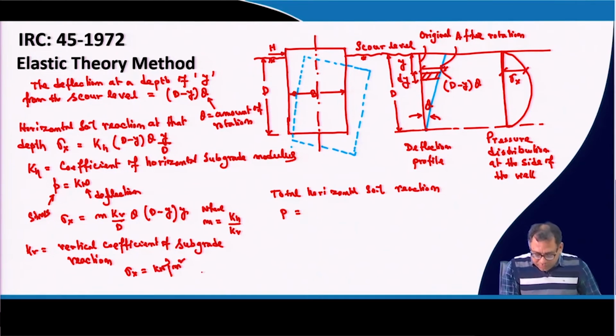Okay. So, now because we are calculating the force, we have to multiply it with the length, then it will give you kilonewton per meter. So, this will be sigma x into L, and then the unit will be kilonewton per meter. Now, what is L? This L is the cross section of the well.